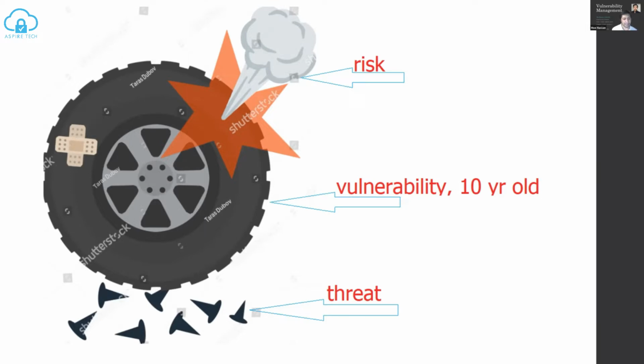So this is how they're interconnected. A threat is, again, something that could cause harm. A vulnerability is a weakness in your system, and the risk is the result of those threats exploiting or taking advantage of those vulnerabilities. Okay.